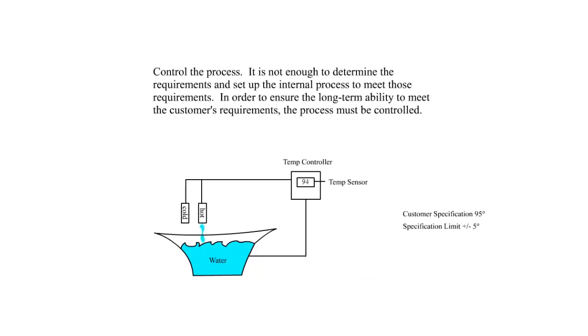Control the process. It is not enough to determine the requirements and set up the internal process to meet those requirements. In order to ensure the long-term ability to meet the customer's requirements, the process must be controlled. The process for achieving quality in organizations involves a focus on customer requirements and integrating those requirements into the systems of an organization.